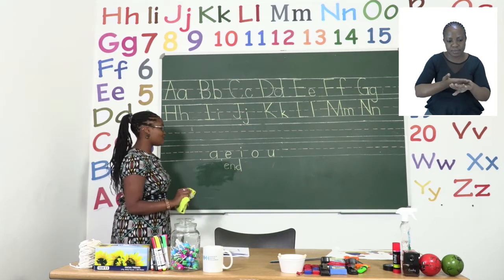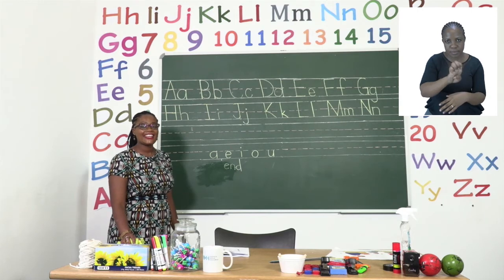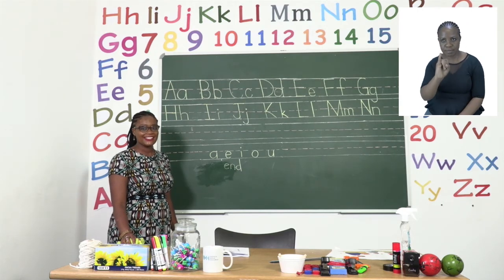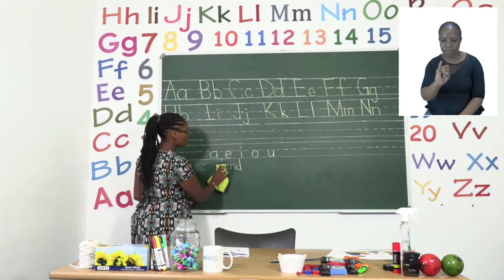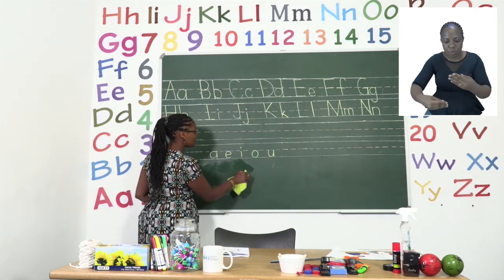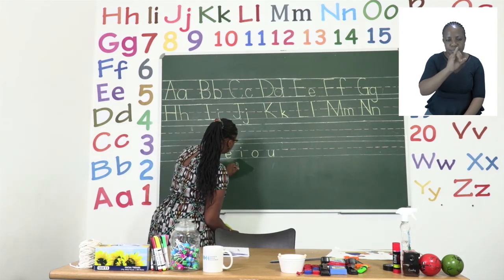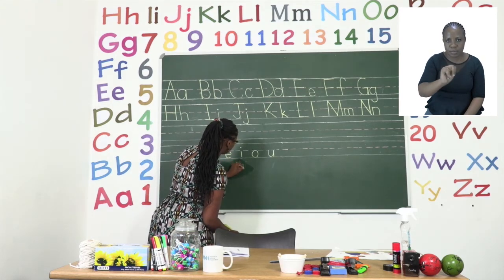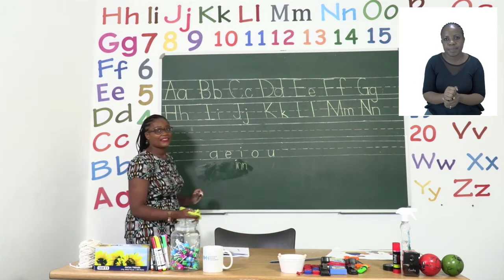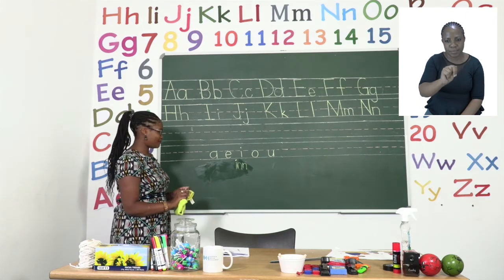Then the next one is the word for I, and they have put ink. Now I am going to put the word in, the one with the double N. So we are going to write in. There you go. In.